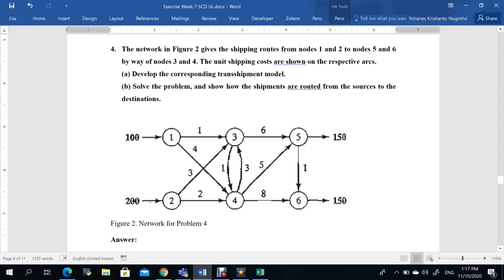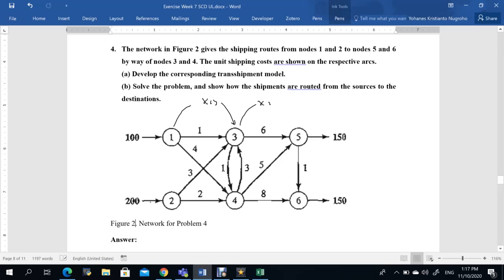Also from 2 to 3, the unit cost of transportation is 3. From 1 to 4, the unit cost of transportation is 4. Alright, and we have here arc variable x13, meaning that it is the transportation quantity from 1 to 3. From 1 to 3, it is x13.